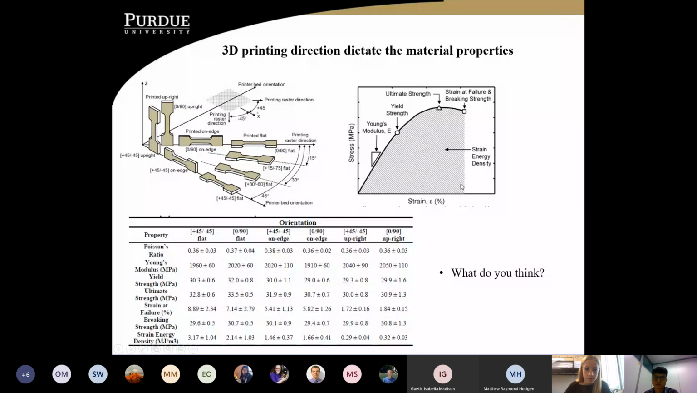Also, I'll be using the same slide for the entire 50-minute session. So can you guys see the 3D printing directions dictate the material properties? All right, thank you. So I think the biggest giveaway for this 50 minutes I want to emphasize is how you print. While you print using the nozzle, whatever the material you're extruding, the printing direction really matters a lot.